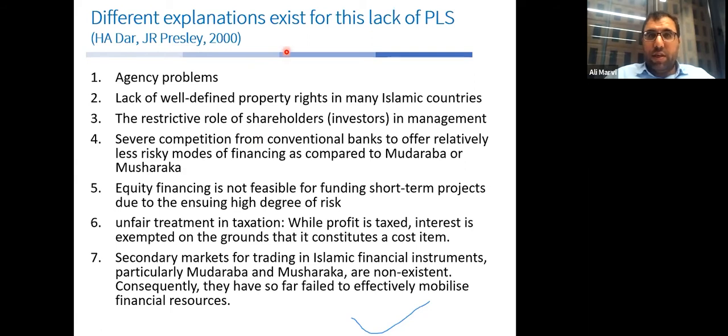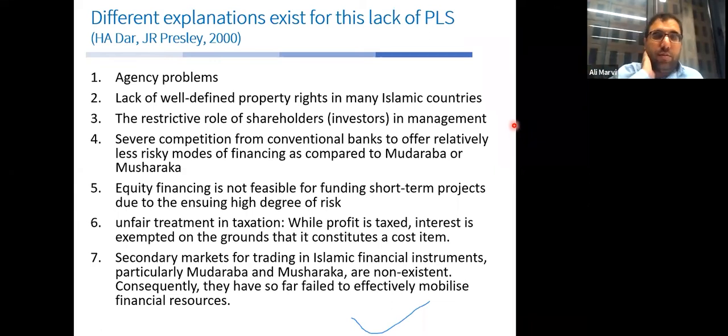So why is this the case? Dar and Presley have a paper, published in 2000, which is old but still offers useful insights into the reason behind this gap, which is observable between Islamic banking in theory and Islamic banking in practice. They say that different explanations exist for this lack of PLS in Islamic banks.